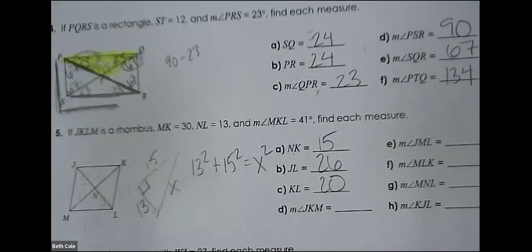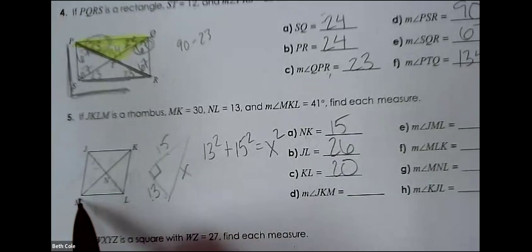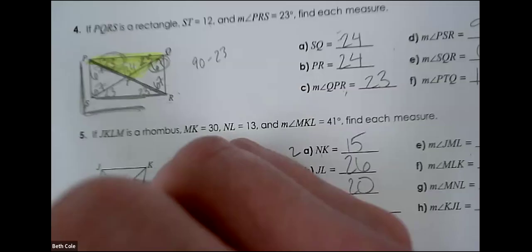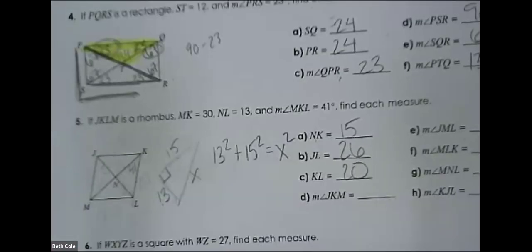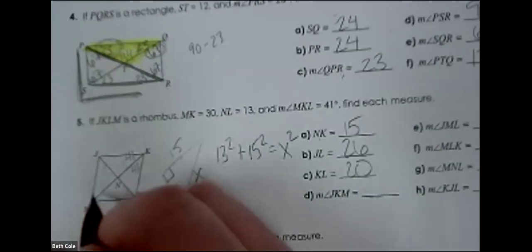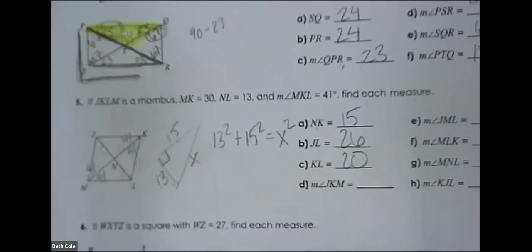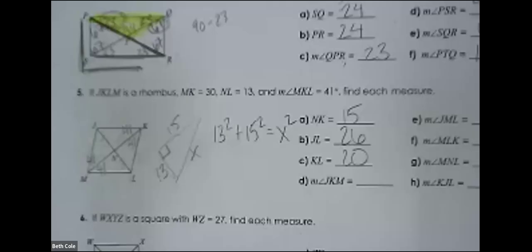And there's going to be a lot of repetition with this too, which is nice. You get to use the same answers over and over. All right, MKL. So let me find that. M to K to L is 41. So since that's 41, this one is also 41. And then the ones across from it are also 41. Now, we did this last time, and you all did really well with it.